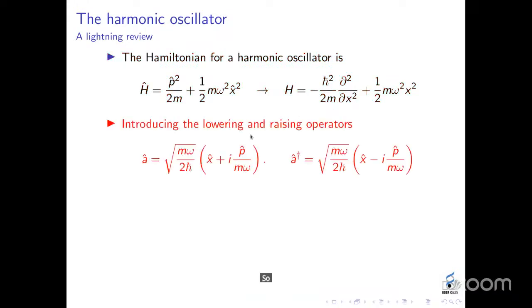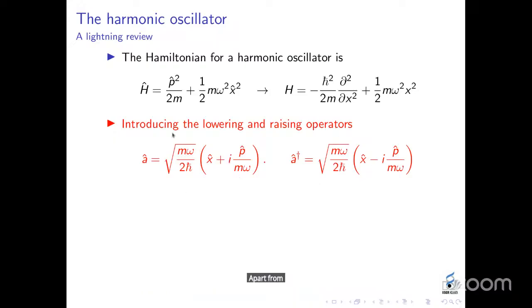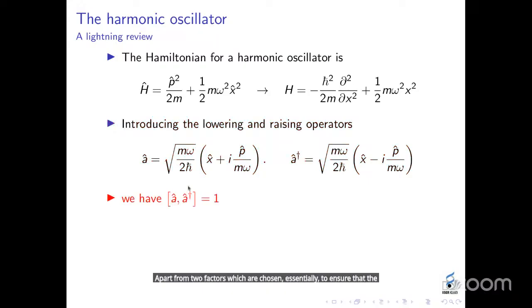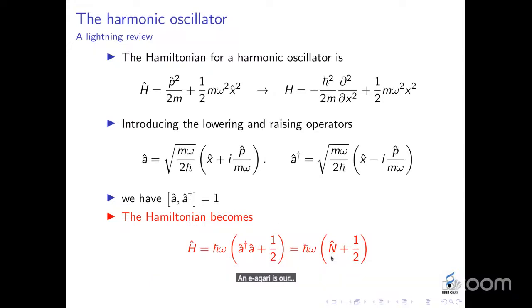So if we now introduce the lowering and raising operators, which are basically x plus ip by m omega and x minus ip by m omega, apart from two factors which are chosen essentially to ensure that the commutator bracket of A and A dagger is 1, we end up with this Hamiltonian, which now becomes h cross omega (A dagger A plus half). And A dagger A is our favorite number operator.